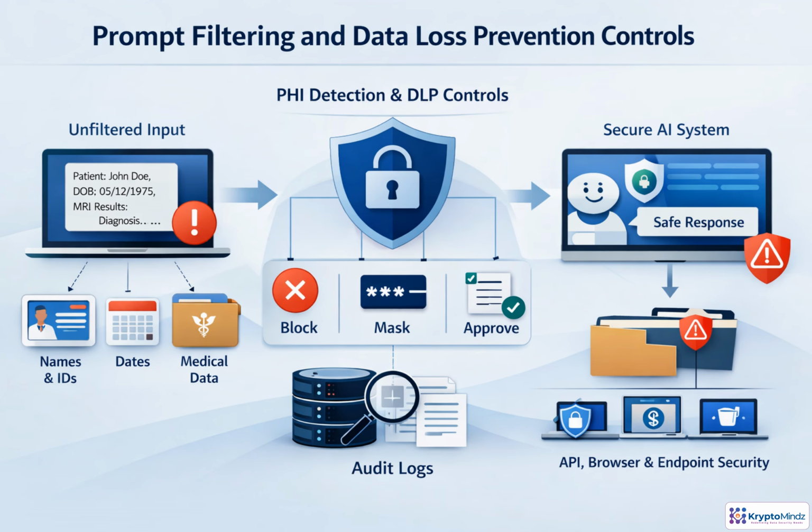Prompt filtering works like a safety checkpoint before the AI sees the request. The system scans for PHI, such as names, dates, medical record numbers, contact details, and clinical context. Policy then determines what happens next: block high-risk content, mask identifiers, warn the user, or route the request for approval. These controls should apply across chat, APIs, browsers, and endpoints, with audit logs that capture decisions without storing unnecessary PHI.